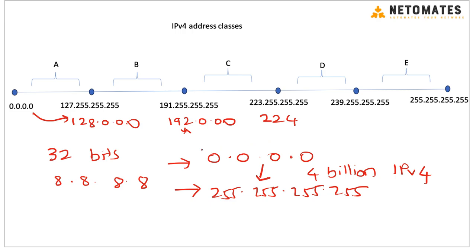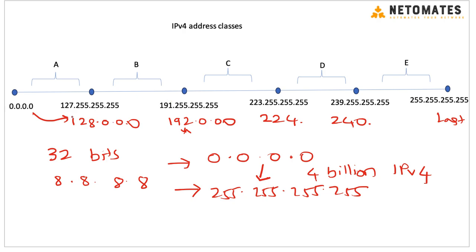Similarly class C starts from 192.0.0.0 and goes on to 223.255.255.255. Then class D starts from 224.0.0.0 until 239.255.255.255, and class E starts from 240.0.0.0 until the last IP address, which is 255.255.255.255.